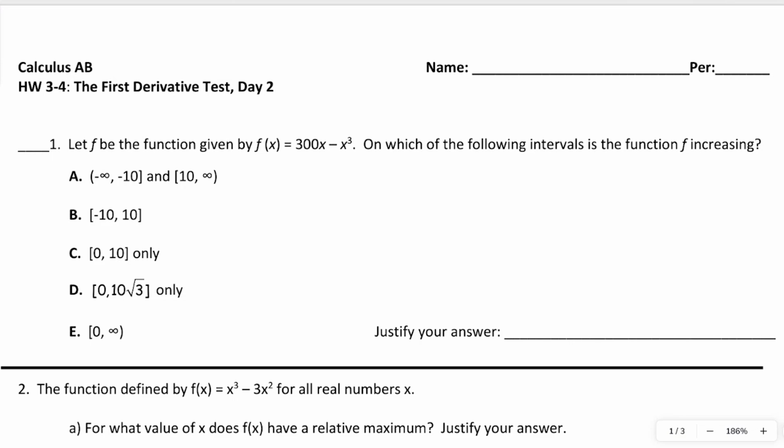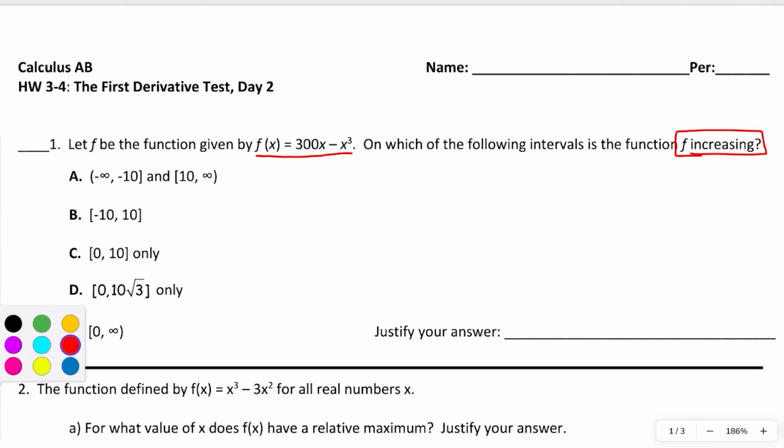On tonight's homework, we're still working with the first derivative test, which is a tool that we can use to help determine whether or not a function is increasing or decreasing on certain intervals, and also helps us find the relative extrema. So to use that first derivative test, we need to first find the first derivative. Number one says, let f be a function given by this cubic equation here. On which of the following intervals is the function increasing?